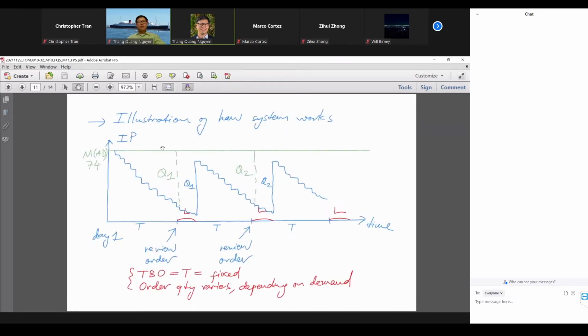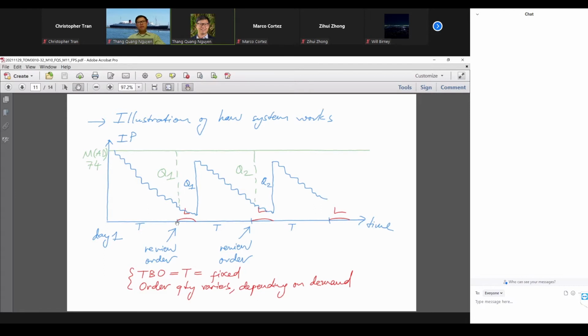As an illustration, we drew this diagram where we track the inventory over time. We know that we are going to wait for T days, but this is an interval before we make the next review and order. All of this happens at the average.